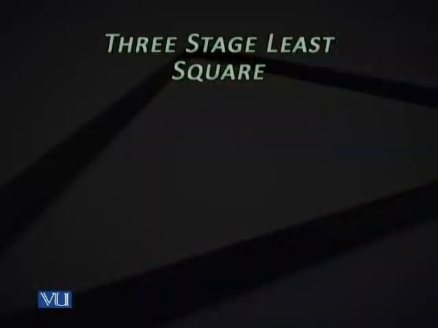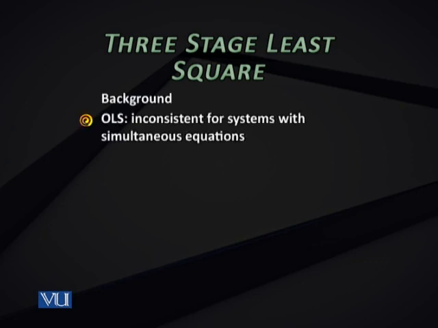Let's discuss another useful estimation method, which is called three-stage least square, which you can say is an extension to the two-stage least square methodology. So remember that ordinary least square provides inconsistent estimates of the parameters in case of a simultaneous system of equations. So you shouldn't use OLS to separately estimate equations when the equations should be simultaneously estimated.